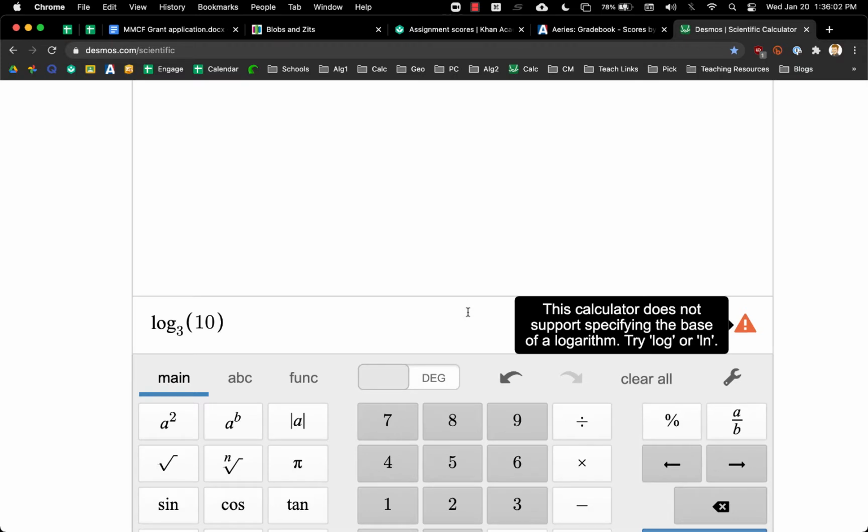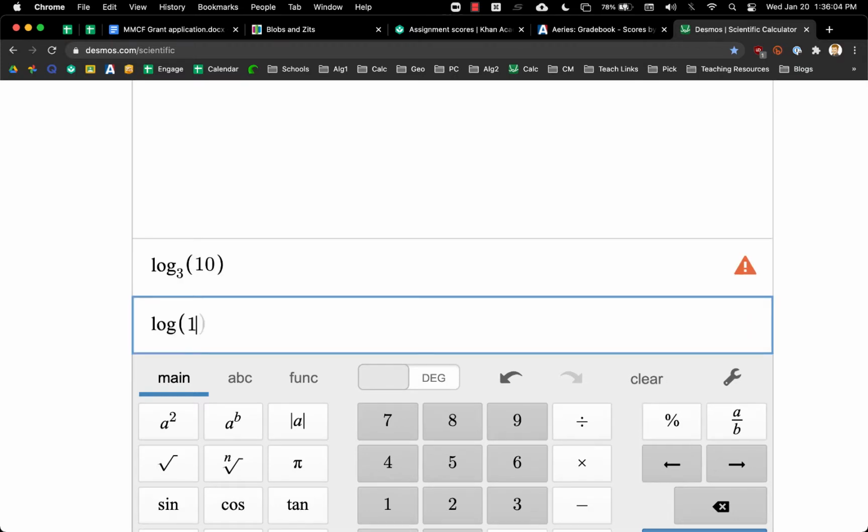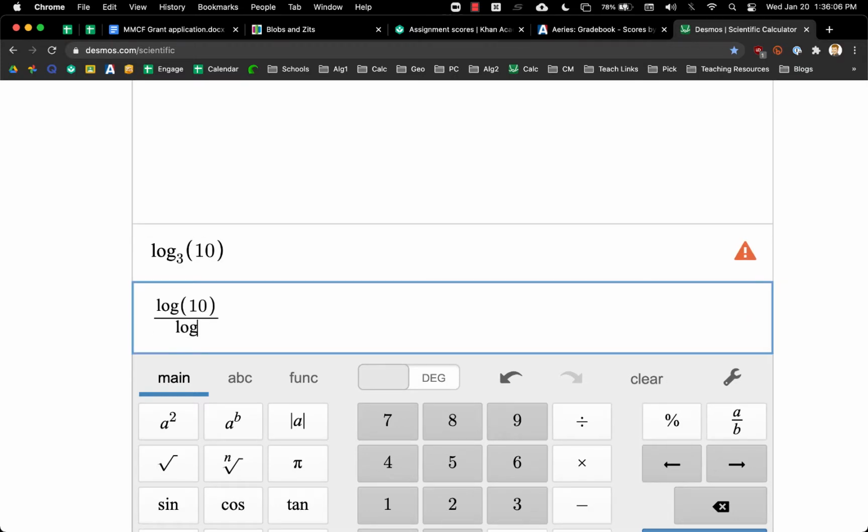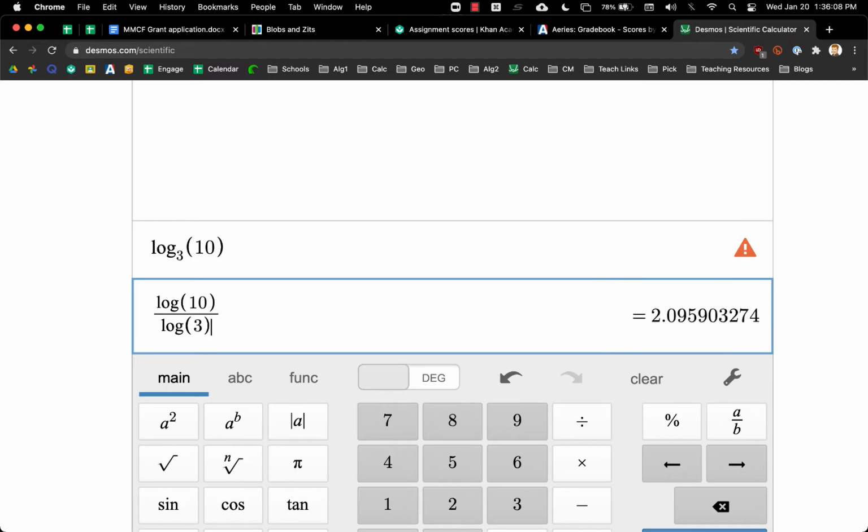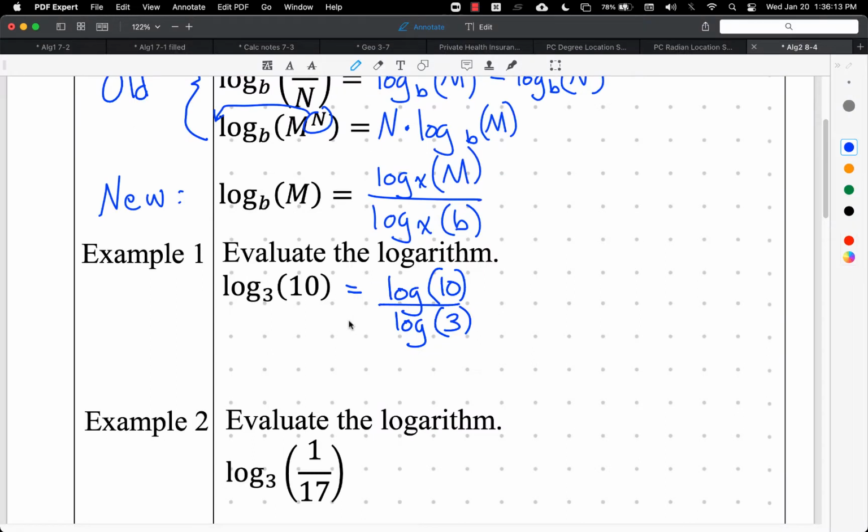And this one is supported. Look at this. If I come down here and say log of 10 divided by log of 3, the calculator says it's 2.09 blah, blah, blah. You can say, okay, that's about 2.096. We'll just run to 3 decimal places. Get you ready for AP Calc. In AP Calculus, we always run to 3.